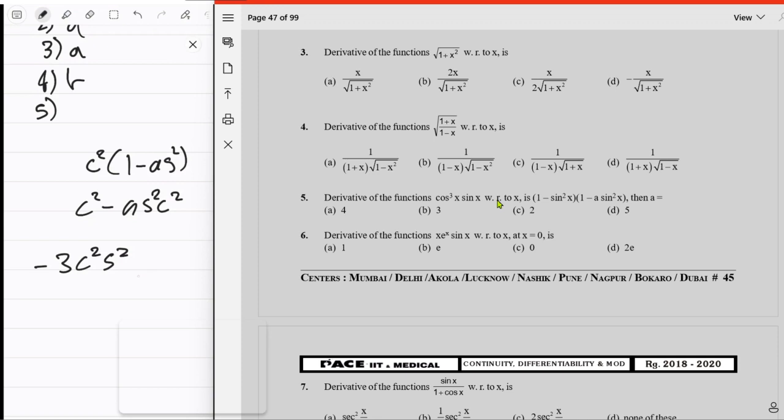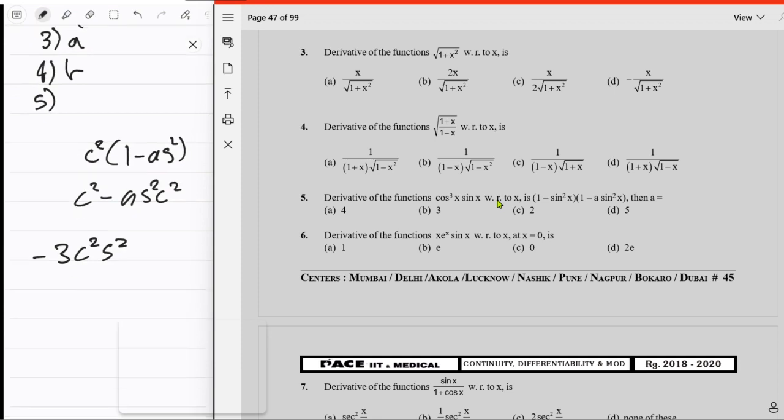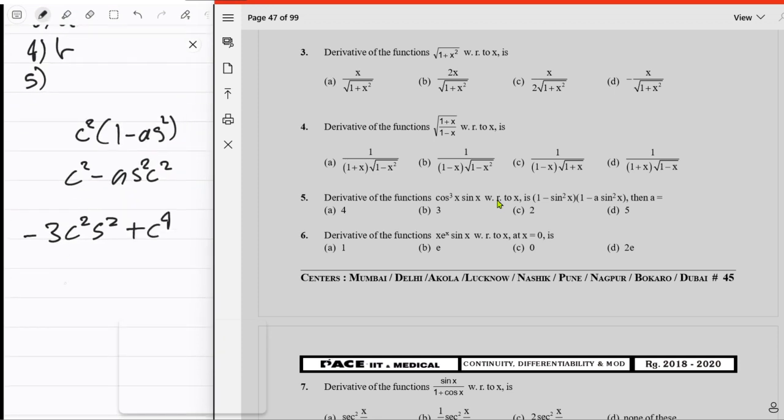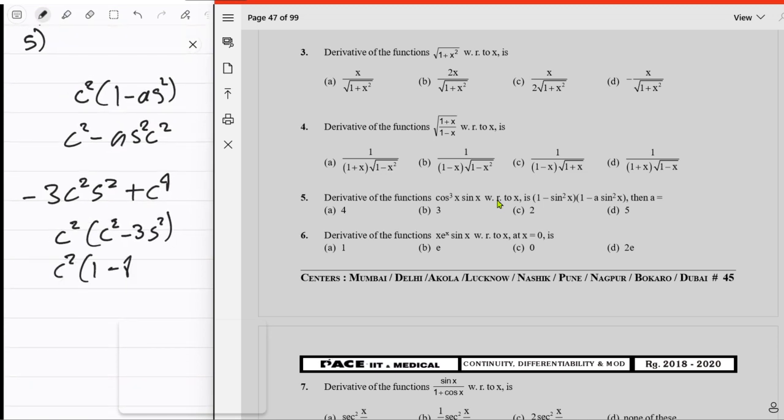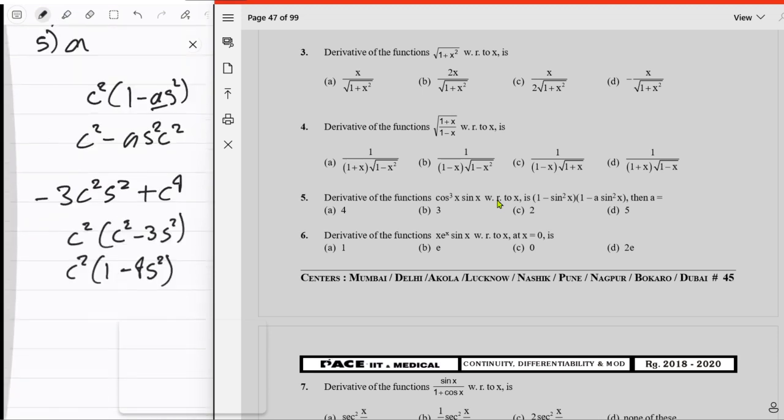Then the derivative of this guy, which is like cosine cube times cosine once again, so just cosine power 4. It's like cosine square, and then you got cosine square minus 3 sine square, right? Which is cosine square times 1 minus 4 sine square. So a is just 4. Yeah, a is 4, which is option number A. Next question.